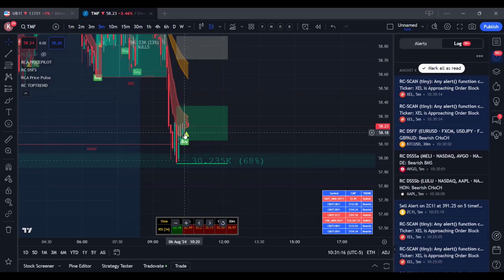Because you also had a huge candle. Whenever you see a big candle, there will be some retracement. Maybe it may retrace a little bit and then start moving up again.